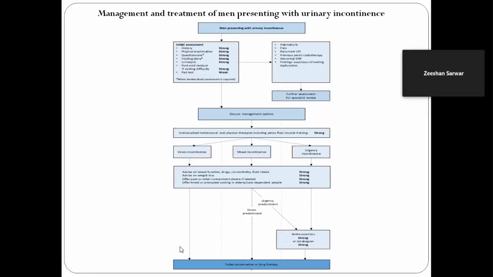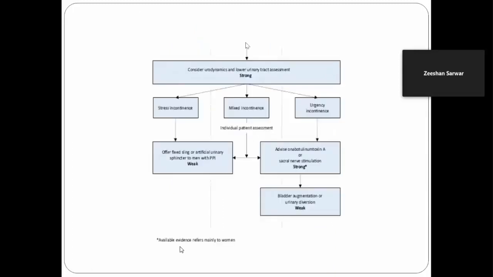In mixed incontinence, the predominance is first determined. If stress, then further direct therapy is advised. In urgency, then we start with anti-muscarinic agents. Consider urodynamics and lower urinary tract assessment in men. It is strongly recommended, and it helps to further diagnose and categorize the patient.